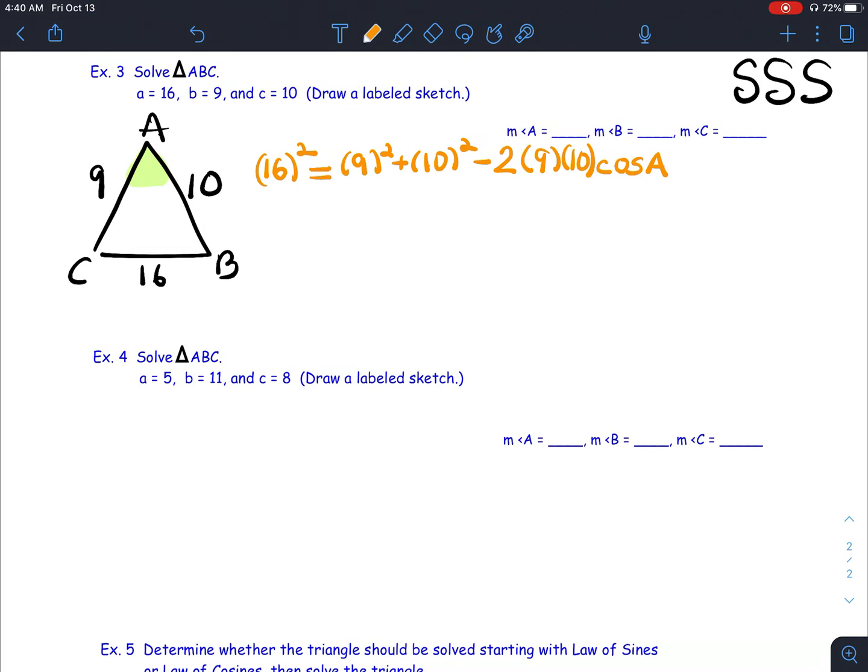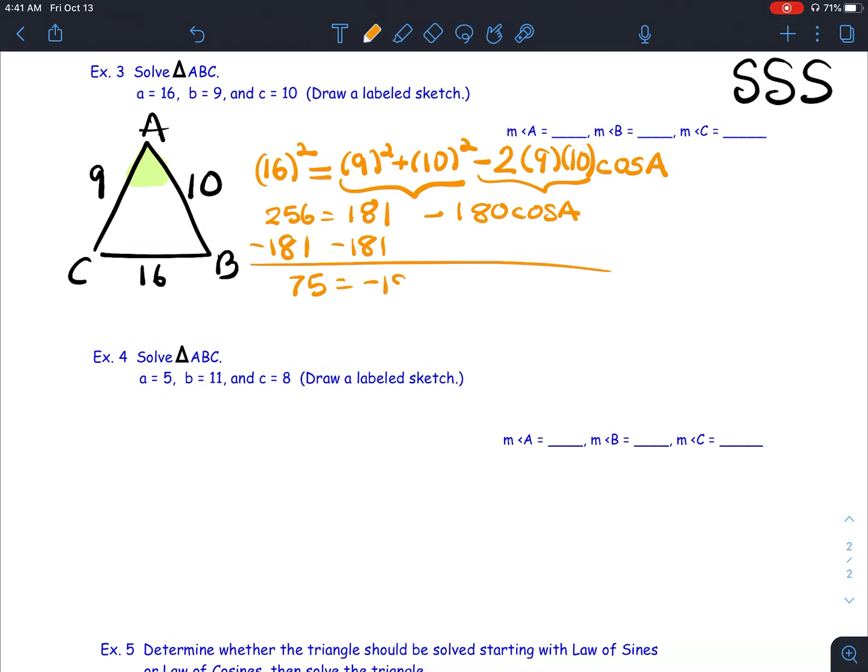Okay, from here we're just going to square off some of these values. So let's see, we've got 16 squared, that's 256. You can add together 9 squared and 10 squared. We're going to multiply the numbers together in front of the cosine, but please keep in mind you absolutely cannot subtract 180 and 181 because we have cosine A attached. So from here, you have to subtract 181 from 256 and then divide by negative 180.